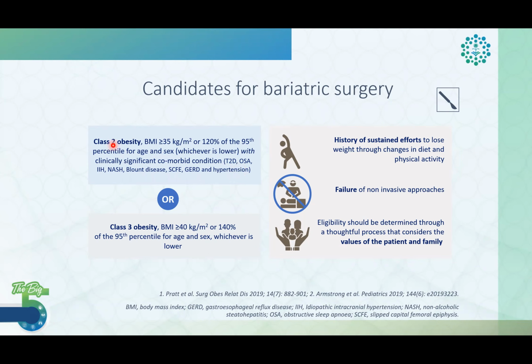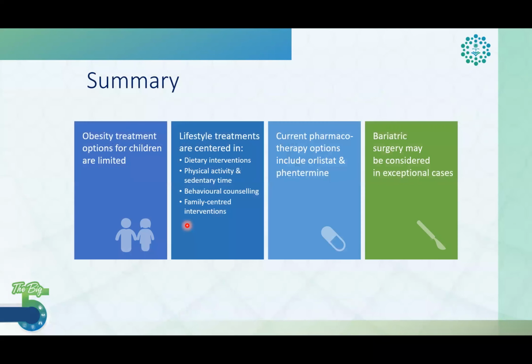Or when we have class 3 obesity. So bariatric surgery is for class 2 with comorbidities, or class 3 even without comorbidities. The definition of class 3 obesity is a child or adolescent with BMI equal to or more than 40 kilograms per meter square, or 140% of the 95th percentile for age and sex, whichever is lower. So this is the indication for bariatric surgery.